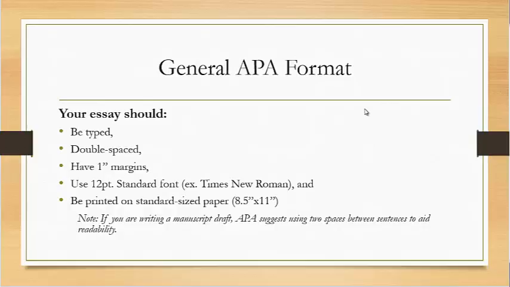General APA format. Like most essays you have learned to write in the past, it should be typed, double spaced with a one inch margin, and using a 12-point standard font, usually Times New Roman or occasionally Arial. And it should be printed on standard sized 8.5 by 11 inch paper. And additionally, you want to make sure that you press the space bar twice after periods at the end of a sentence, because this makes your paper a little bit easier to read.